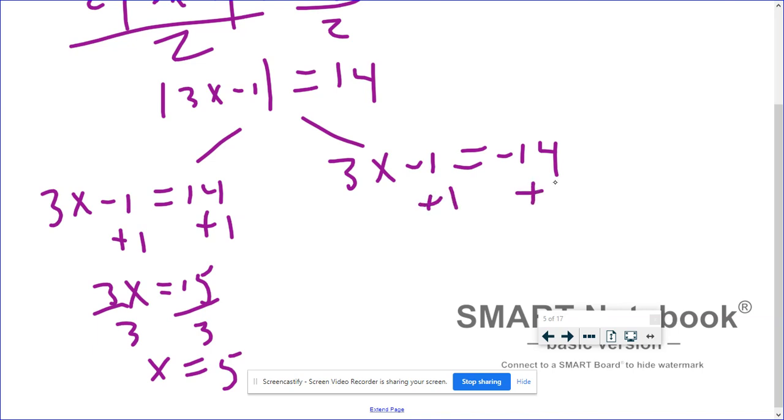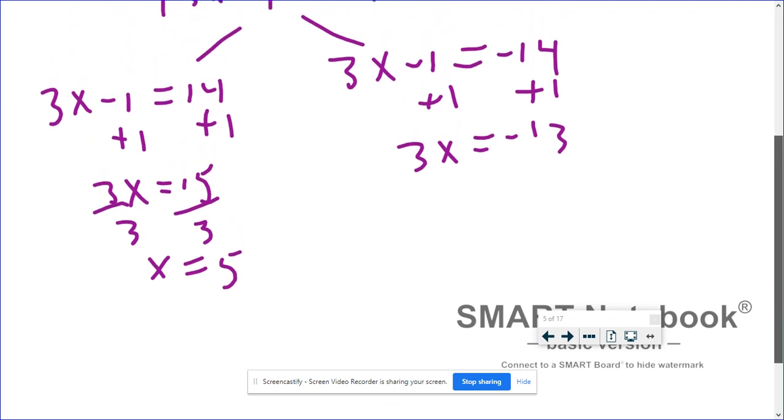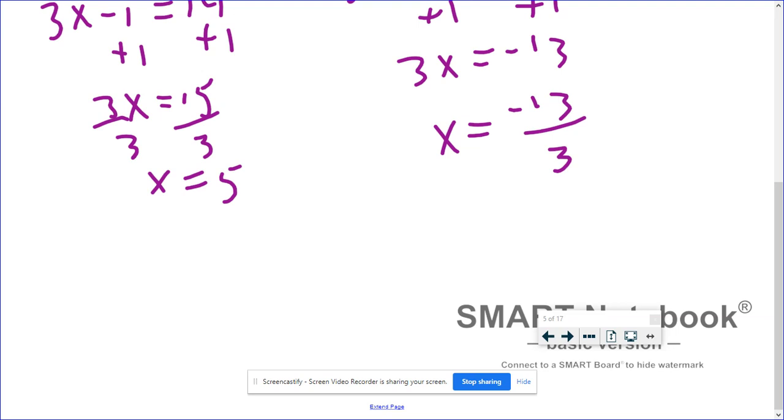Add 1 to both sides. You get 3x is equal to -13. Divide both sides by 3, and you get x is equal to -13 thirds. And again, just leave it as an improper fraction. No need to turn that into a decimal or a mixed number. So then x is equal to -13 thirds or 5. All right, let's look at the next one.